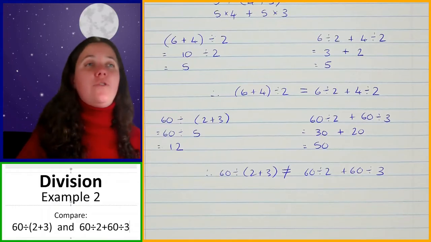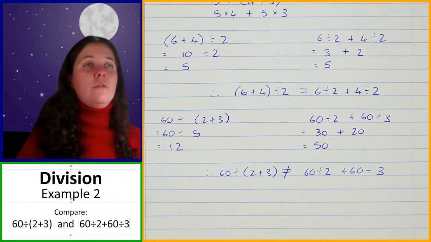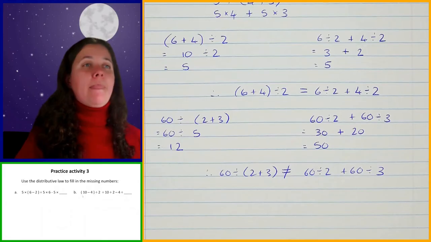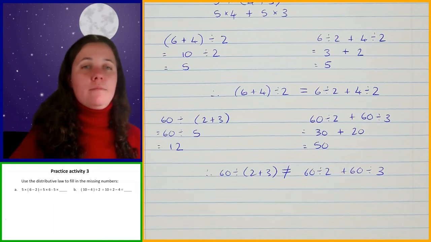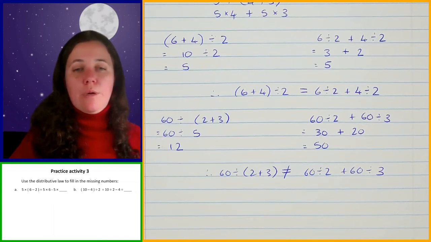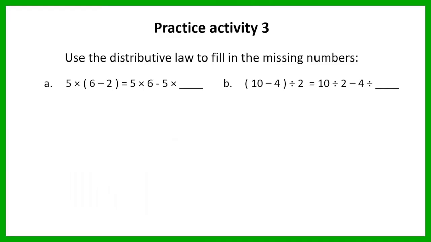Okay, so now I'm going to give you another activity to do. Again, you are going to use the law that we've just learned, so the distributive law. You're going to use it to fill in the missing numbers again. So here you have got 5 multiplied by 6 minus 2, and then 5 multiplied by 6 minus 5 multiplied by something. You have to fill it in. So I'm going to give you 1 minute to do those two questions.